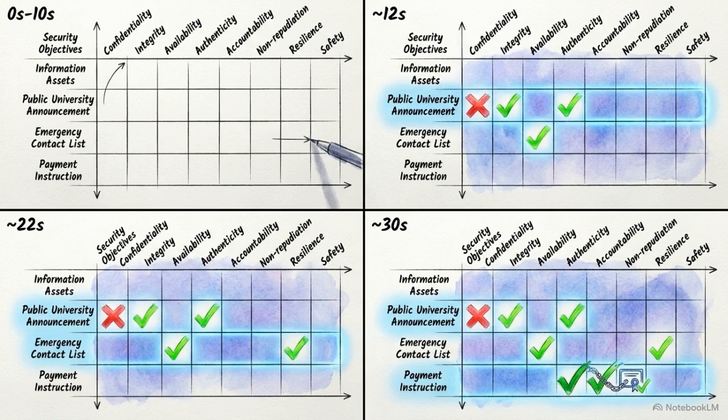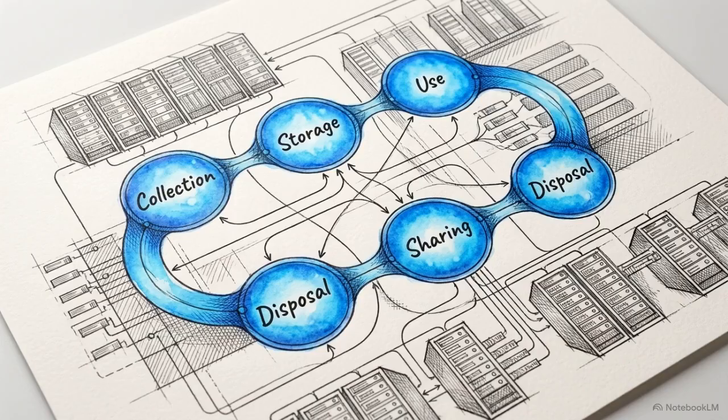An emergency contact list must be reachable during a crisis. Its primary requirements are availability and resilience above all else. A financial payment instruction carries massive fraud risk. It demands maximum authenticity, accountability, and non-repudiation to lock down identity and intent. Mapping specific controls to the specific lifecycle stages of an asset creates a comprehensive risk reduction architecture.